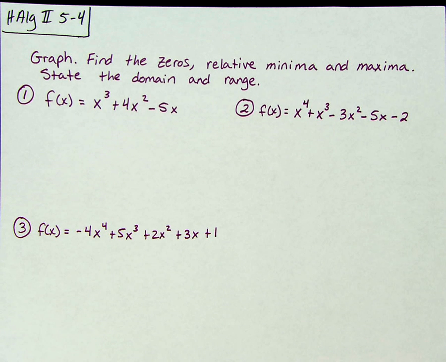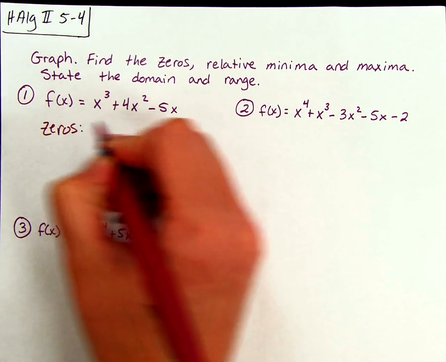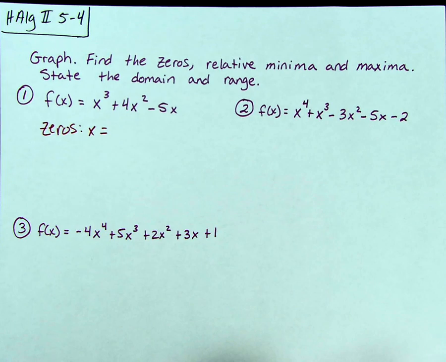I want you to copy these three problems down, and these are the equations that we are going to be typing in. And for each equation, we're going to fill in this information. So we are going to decide what the zeros are. Those are going to be in the form of x equals.